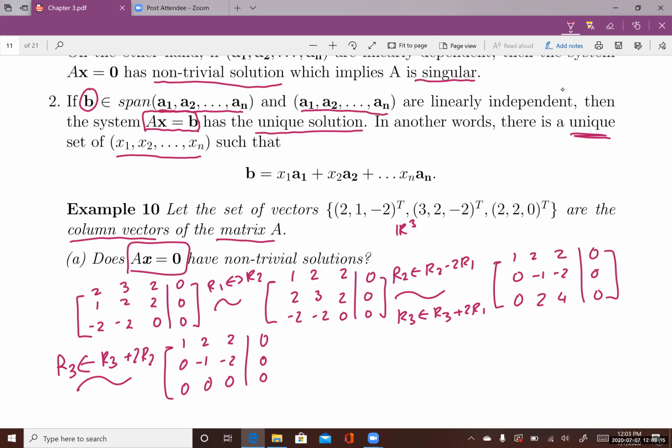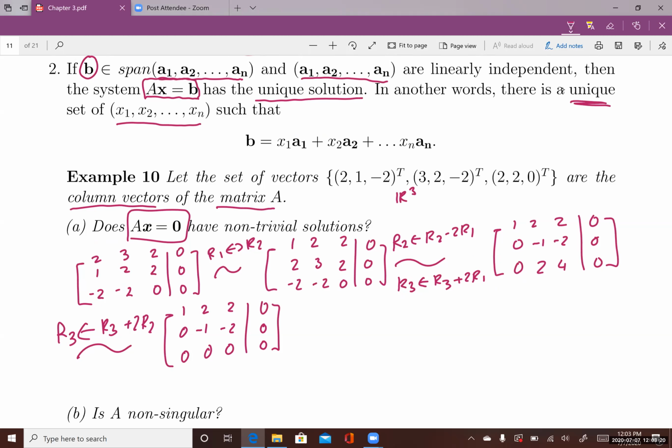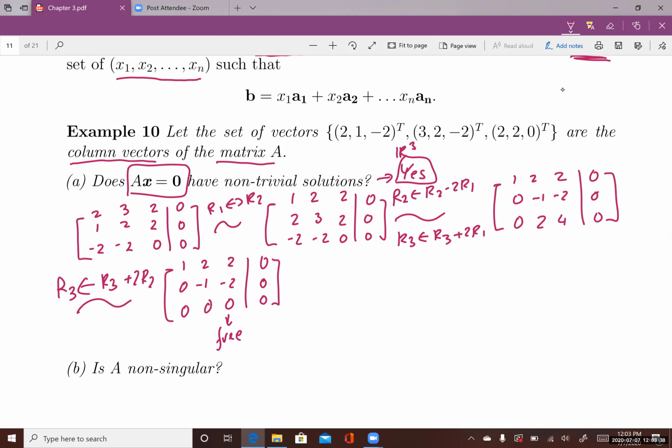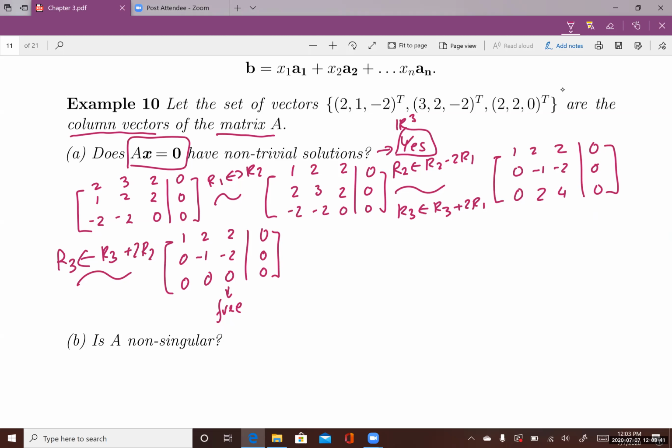So at this point, we know that this system Ax equals 0 has a non-trivial solution because you have a free variable. So the answer to this question is yes. It has non-zero solutions, a non-trivial solution, because it has a free variable. Well, then the next question is, is A non-singular?